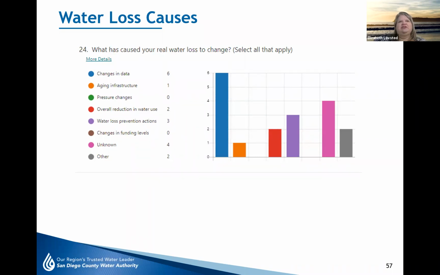So as the state board is putting together water loss regulations, this is something to keep in mind, is that most of the real water loss changes are really due to data. And not a lot of people are seeing it due to preventative actions. So next slide, please.